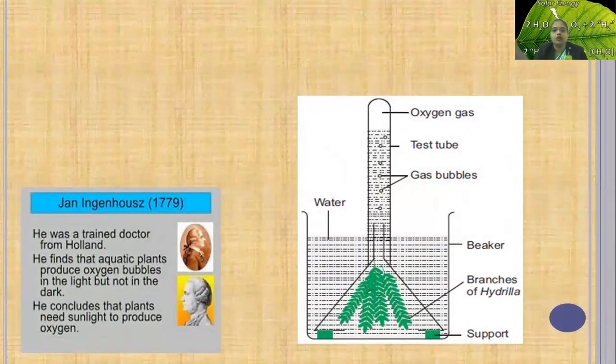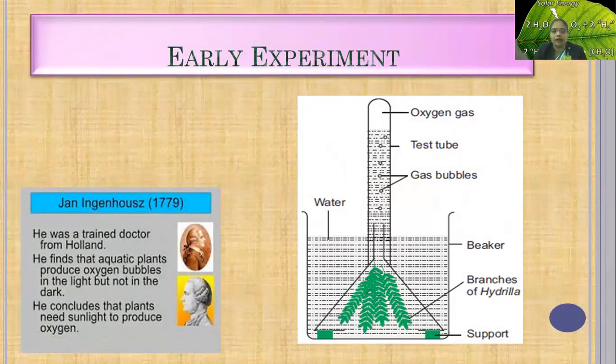Second experiment, Jan Ingenhousz's experiment. He was a doctor and he found aquatic plants produce oxygen bubbles. So these gas bubbles, the arrow indicates here the bubbles, appear only in light. He found that aquatic plants produce oxygen bubbles in the presence of light, but in the absence of light there is no bubble.